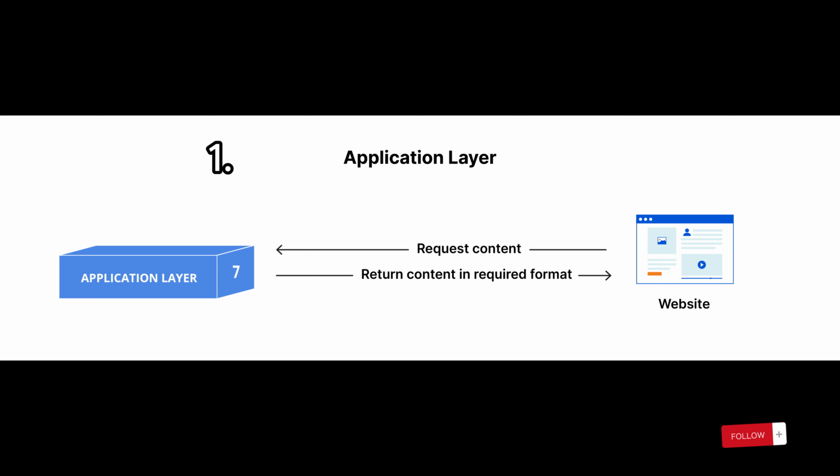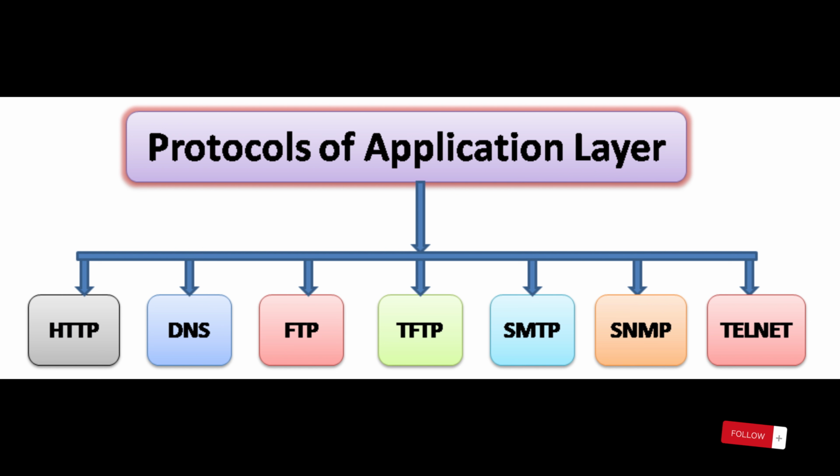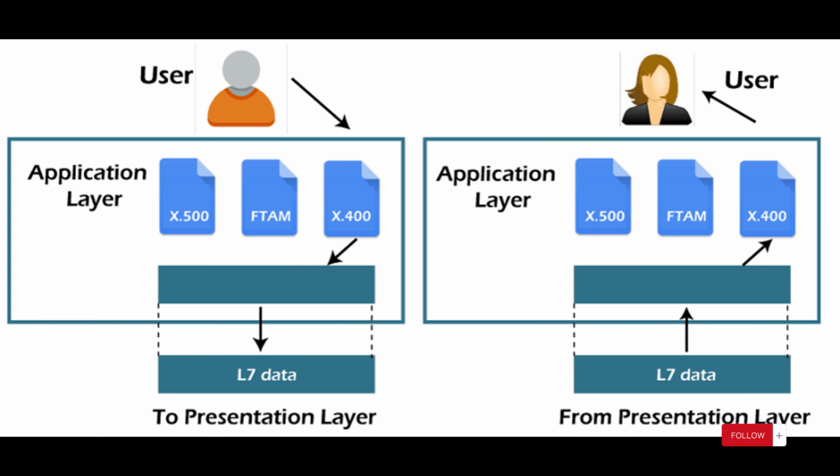Let's go into the first layer. Requesting of the contents from the website and returning the same in the required format is done here. It has different types of protocols in this layer. Google browser or any other browser uses HTTP or HTTPS. For file transfer, FTP is used. And email uses SMTP to transfer the files. Next, this data is sent to the next layer, that is the presentation layer.